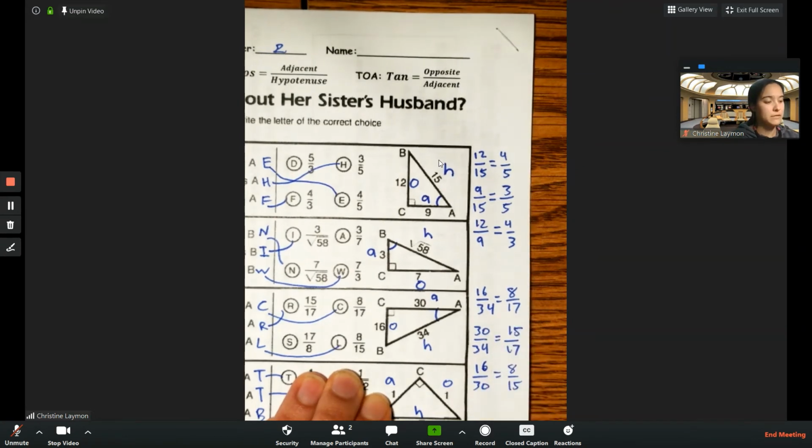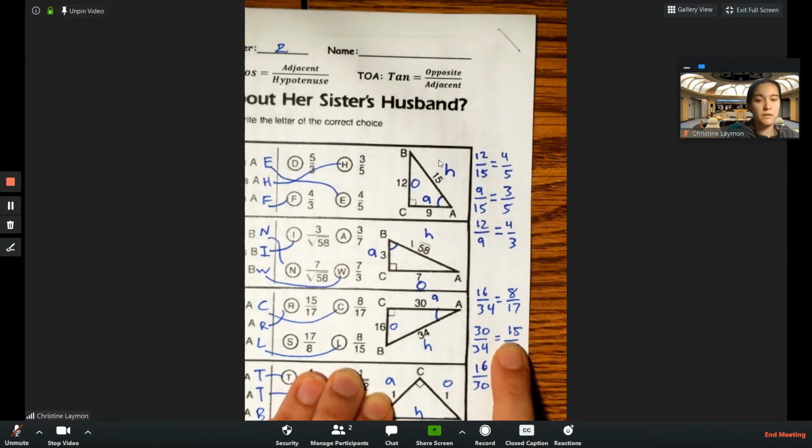For cosine of A, that's CAH, adjacent over hypotenuse, 30 over 34. So I start with that, and once again, they are both even numbers. 30 divided by 2 is 15. 34 divided by 2 is 17. So 15 over 17 is the answer for the cosine of A.